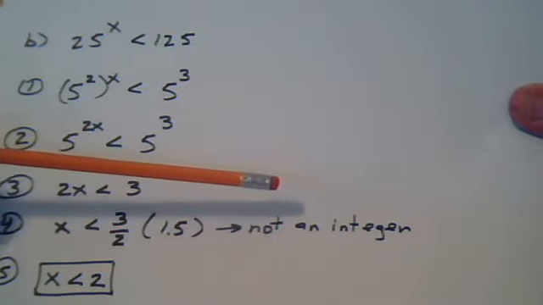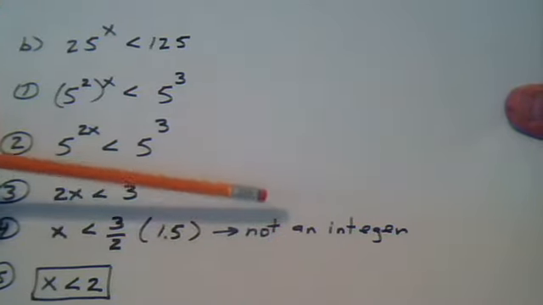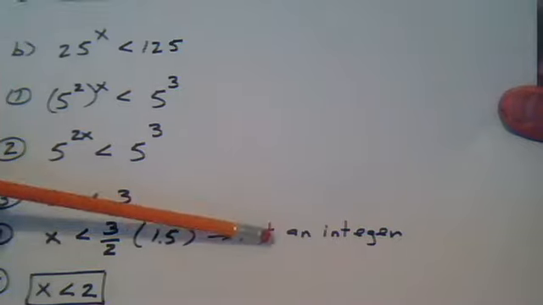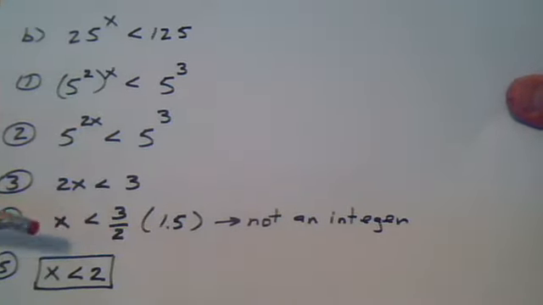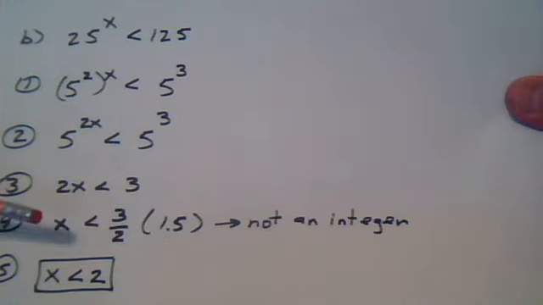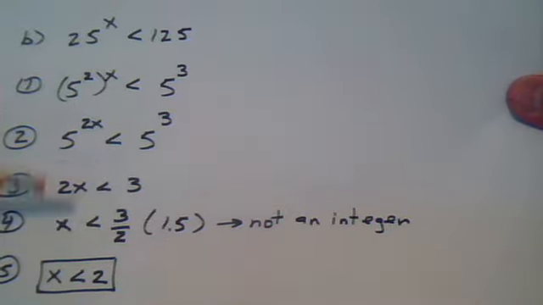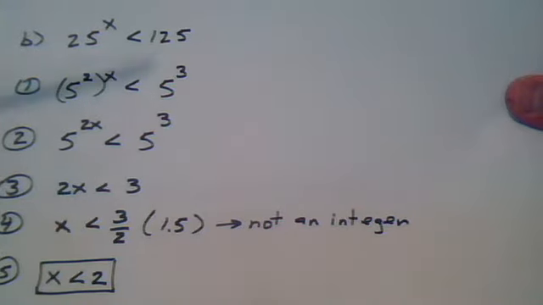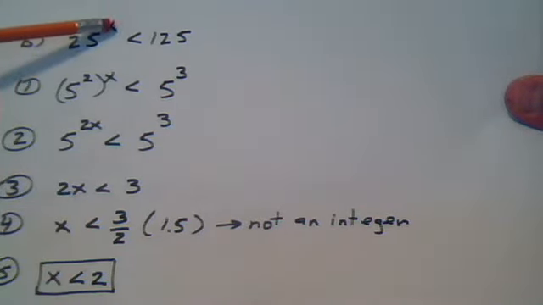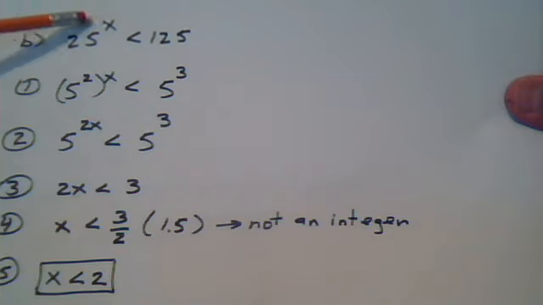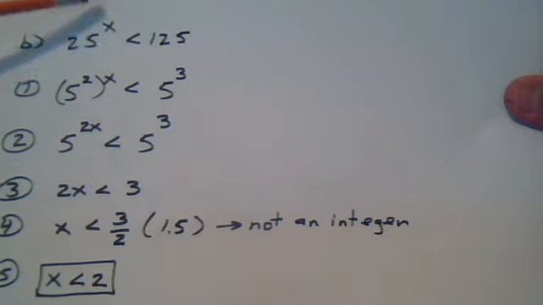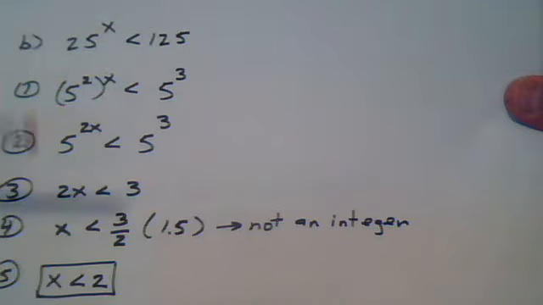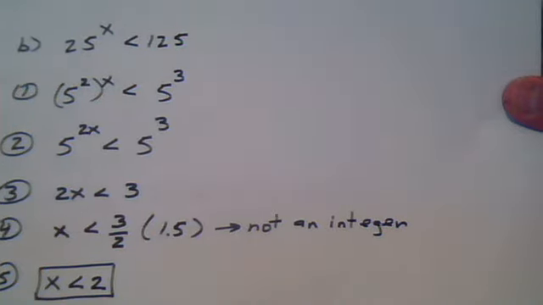But x cannot be anything but an integer. So what integer are you going to pick? Are you going to pick x less than 1 or x less than 2? Well, if you check the integers that are less than 1, that would be a 0. And if you put the 0 here, anything to the 0 is 1. So 25 to the 0 is 1, and 1 is less than 125. So x less than 1 works.